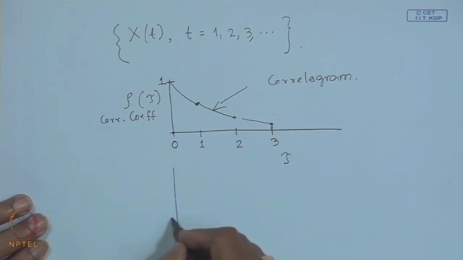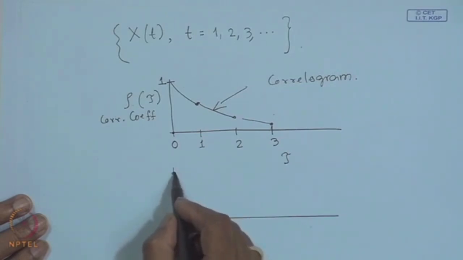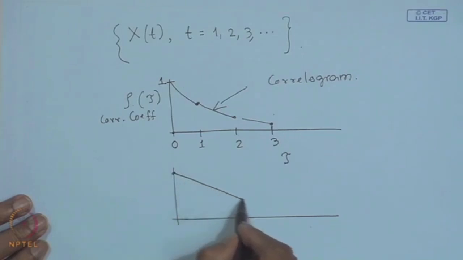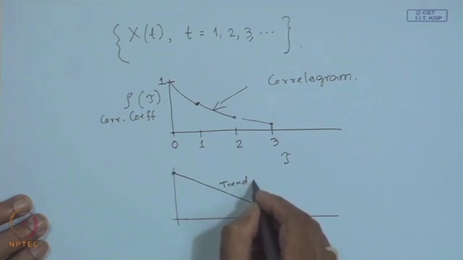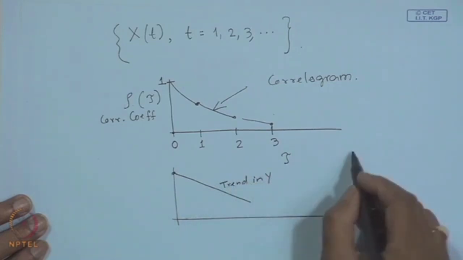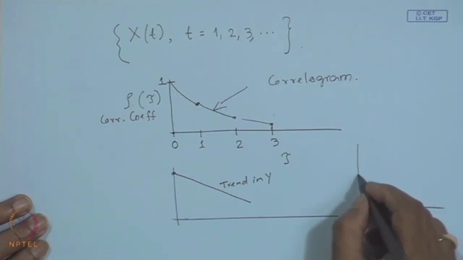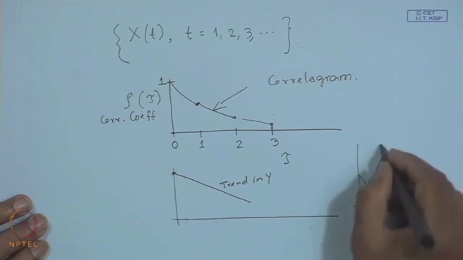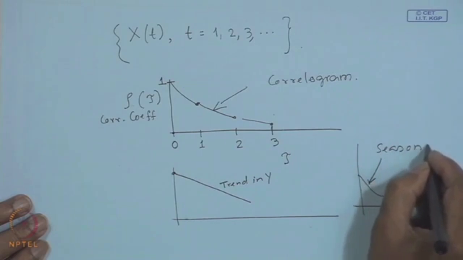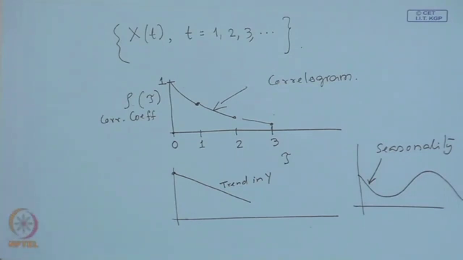Now, this curve may take different shapes. If this curve takes a shape such as this, it means that there is a trend in y. If it takes a shape such as this, it means there is a seasonality. So, this is the meaning of autocorrelation.